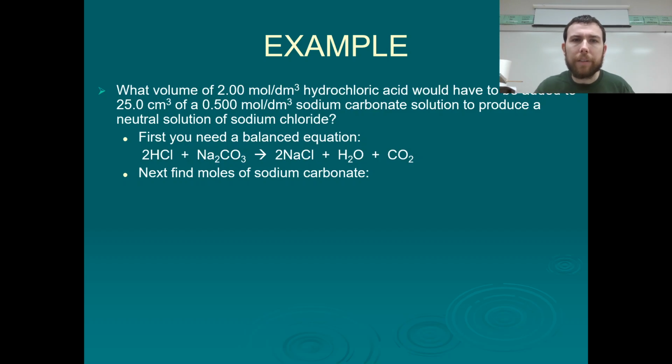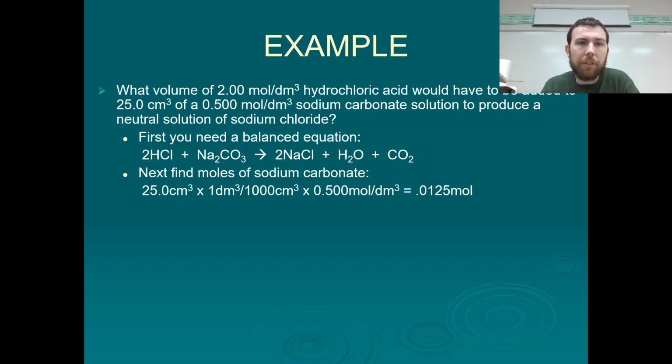Now, in this particular case, when you look at your givens, you're going to notice that you've been given two pieces of information as it pertains to the sodium carbonate. And so as a result, that means that you can find the moles of sodium carbonate. And when you're looking at a titration, typically the thing that you have two pieces of given information for, that's what you're going to start with. And you're always going to want to get to moles. So we're going to find moles of sodium carbonate by taking the concentration and multiplying it by its volume. And again, watching out for our units. So we got our 25 centimeters cubed, cubic centimeters, times 1 cubic decimeter divided by 1,000 cubic centimeters, times the concentration of sodium carbonate. And we get that we would have 0.0125 moles of sodium carbonate.